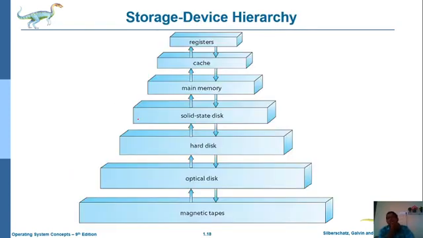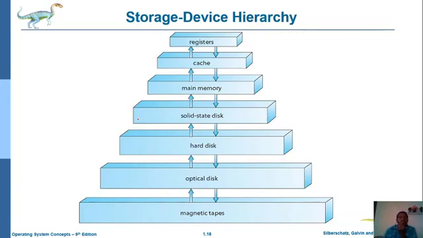So now we observe what the storage device hierarchy is. This is the hierarchy of the storage devices in our computers. The first is register memory, after that cache memory, after that main memory, after that SSD, then hard disk, after that optical disk, after that magnetic tapes. These are the storage device hierarchy.